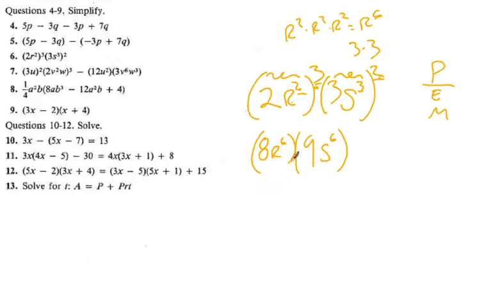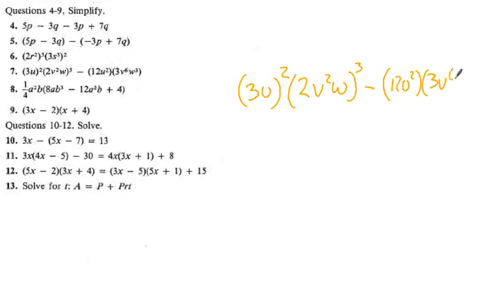So now we're to the multiplication. 8 times 9 is 72. I still have my r to the 6th, and I still have my s to the 6th. So therefore, this is my answer, and I can do nothing more to simplify it.